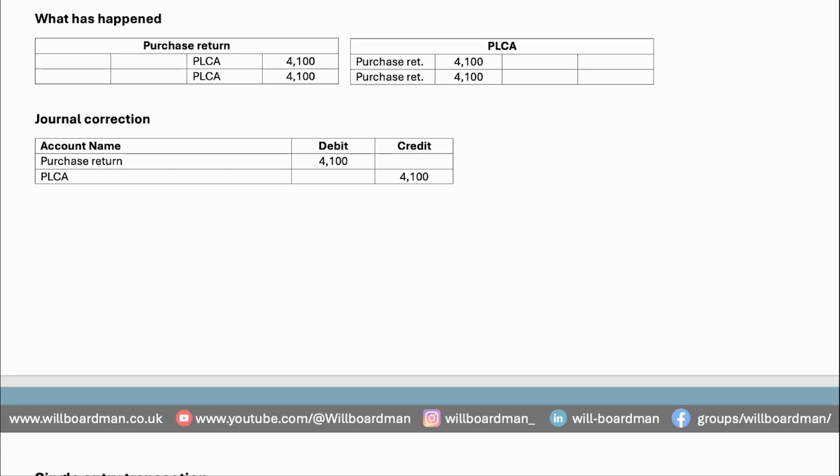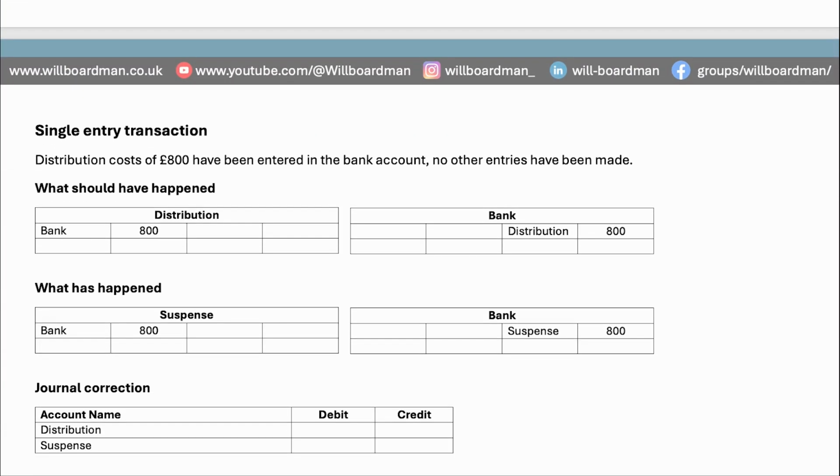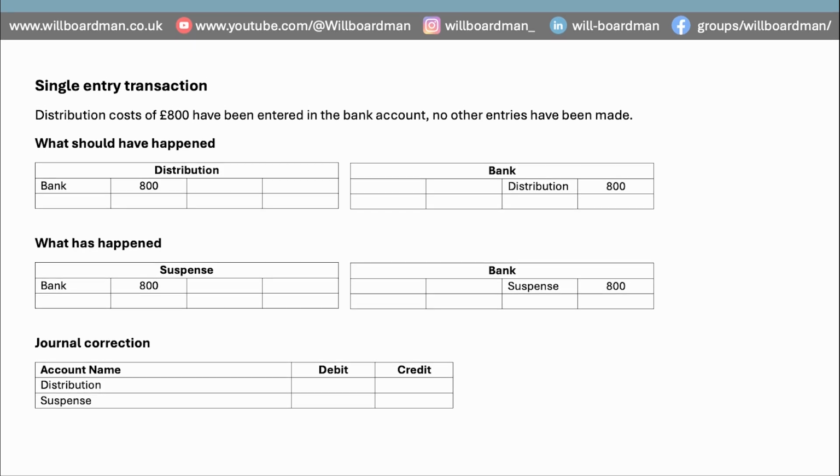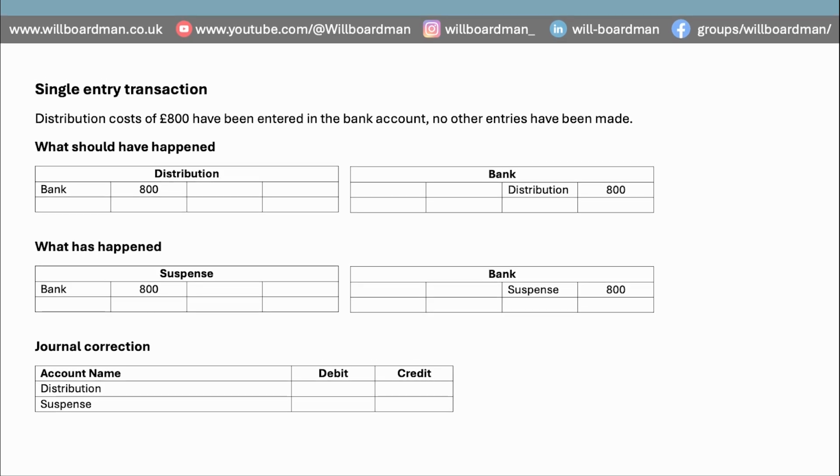Now moving on to our next error, which is the single entry transaction. Now a single entry transaction occurs when only one half of the double entry has been entered into the account. So for example, that could be that only the debit entry has been entered or only the credit entry has been entered. Now in this example, distribution costs of £800 have been entered into the bank account, but no other entries have been made. Now this should have been entered in as a debit to distribution because it's an expense and a credit to the bank account. But what we're saying is only the bank entry has been made.